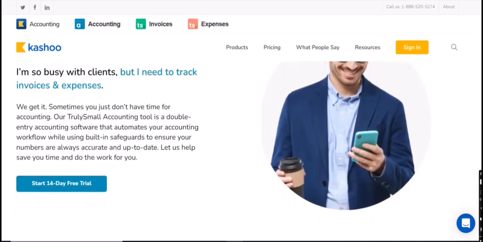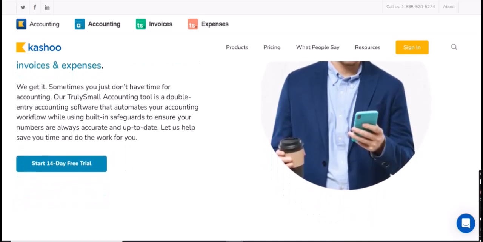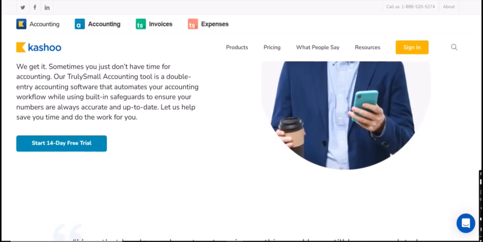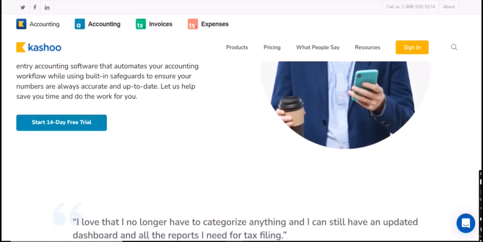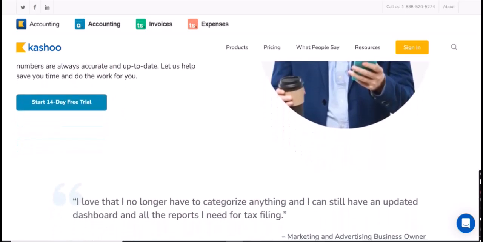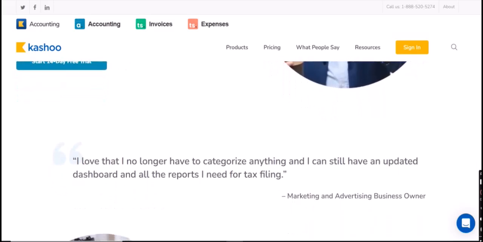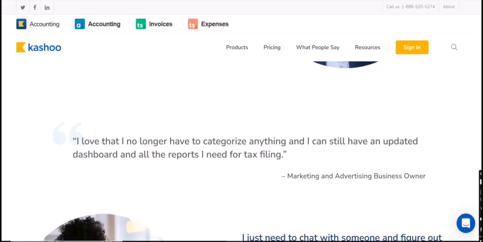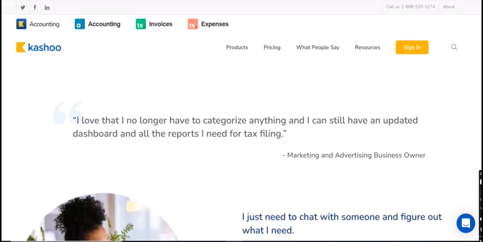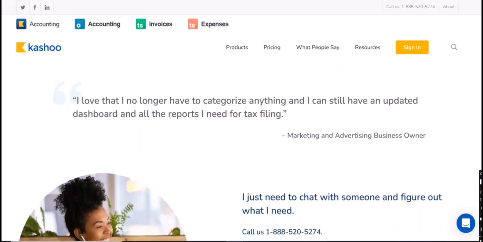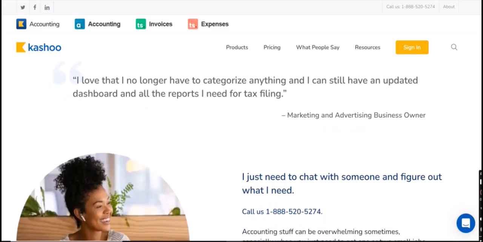Bank reconciliation. Connecting your bank accounts and credit cards to Kashoo allows for automatic transaction imports. This simplifies the process of bank reconciliation, where you match your bank statements with your accounting records to ensure accuracy. This is a vital control in accounting, and Kashoo's feature makes it more accessible to those without deep accounting knowledge.